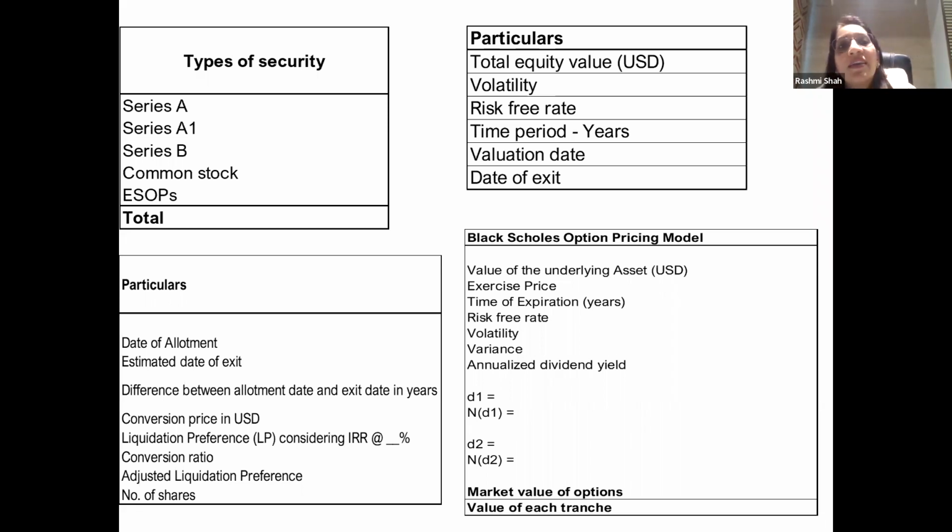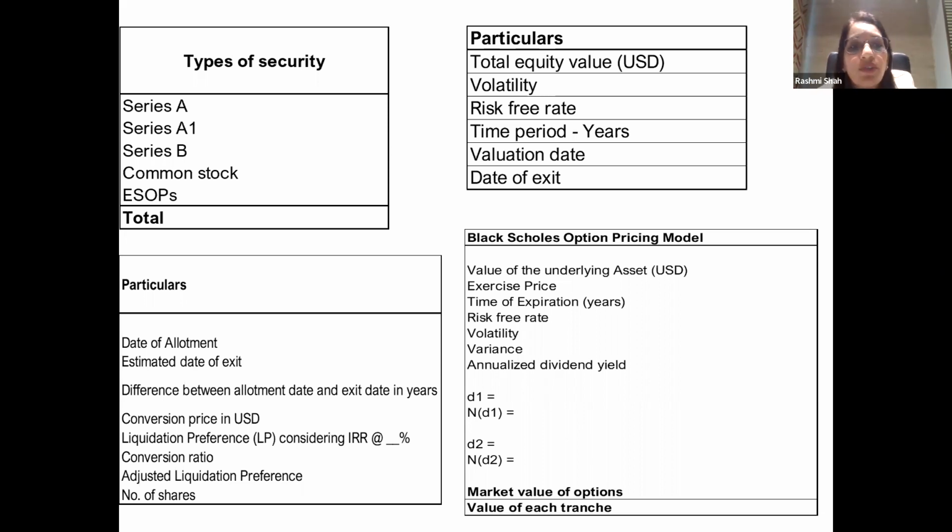So here, if you see the box, it says these are the types of securities: series A, A1, B, common stock and ESOPs. Below that, we have the key details of every instrument. So we have the date of allotment and the estimated date of exit. Now, what do you mean by date of exit? Suppose a company has issued Class C or Series C equity shares to a foreign investor. He may want to exit once there is an IPO, or he may want to exit in, say, March 2024, whichever is earlier. So that becomes the date of exit for this particular instrument. These details are available, or you have to take them from the management for every class of security.